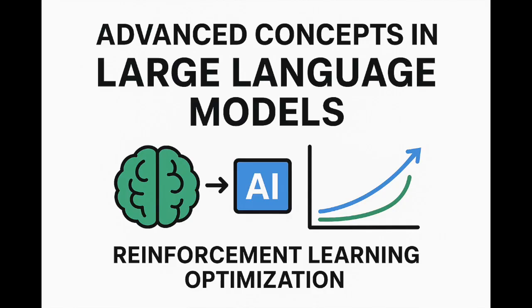2.2 PPO and the stability challenge. The original RL algorithm used for this, especially by OpenAI, was PPO, Proximal Policy Optimization. Why PPO? What's special about it? PPO is all about stability. Basic RL algorithms can be really unstable.